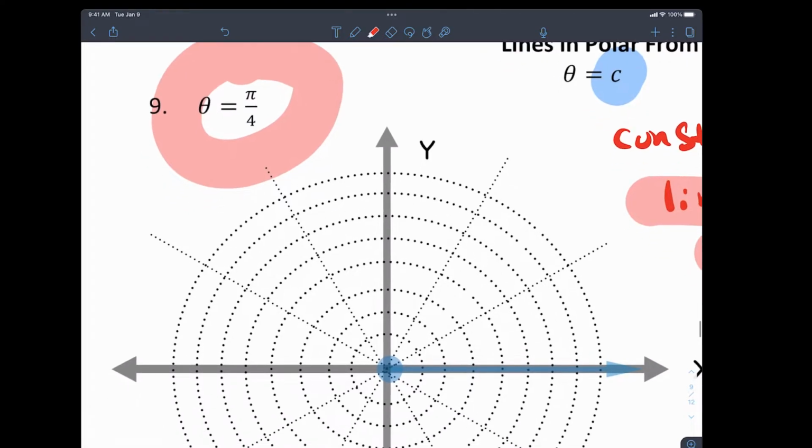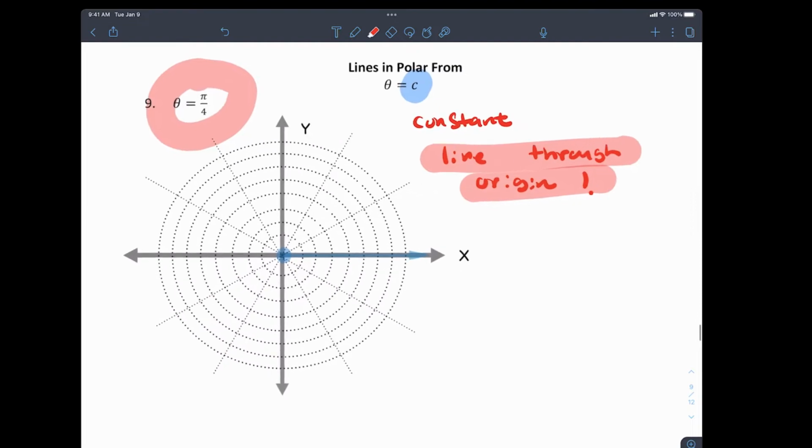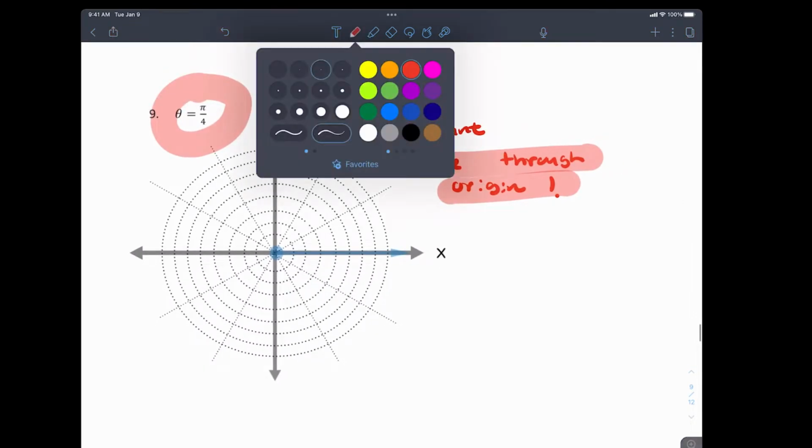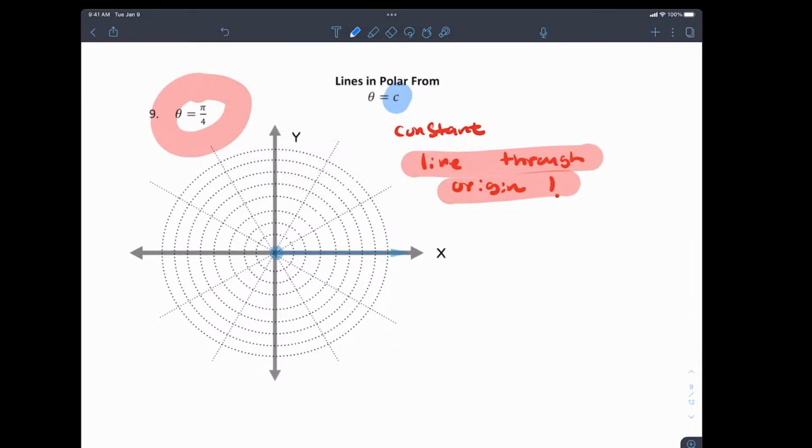Theta is pi/4. So here's kind of the idea behind it. Like in a calculus course, I'll say to people, this is where pi/4 is. You guys remember? So theta is pi/4. That's where pi/4 is going to be.